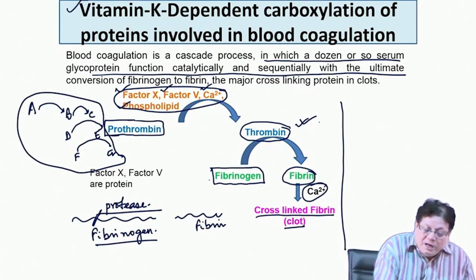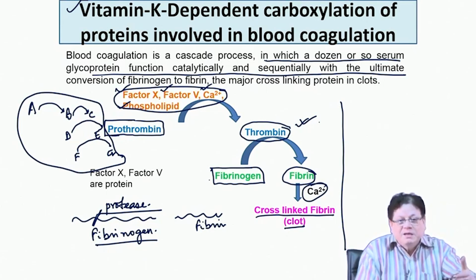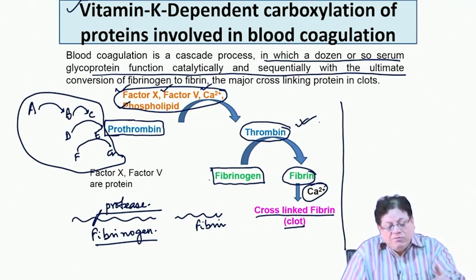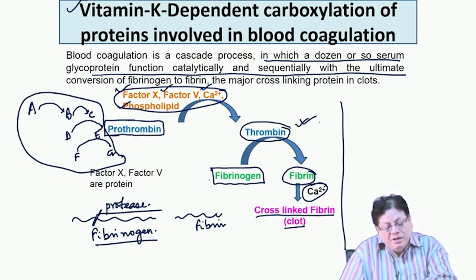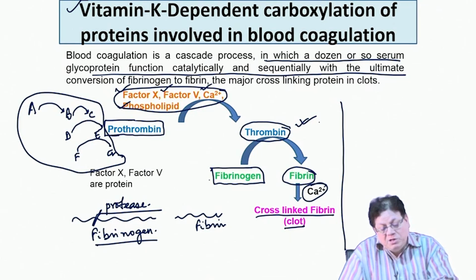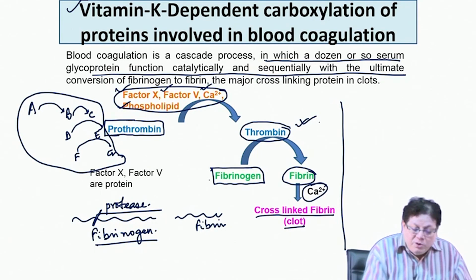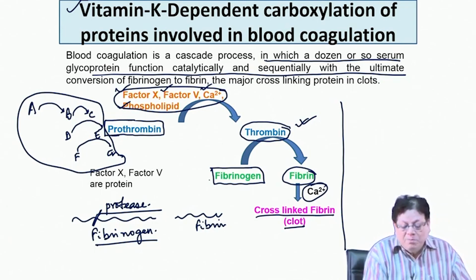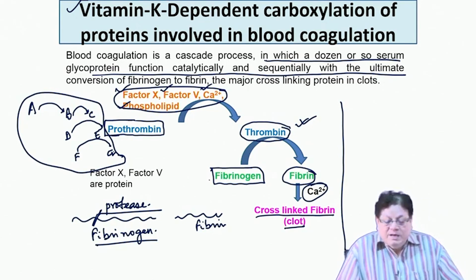Before prothrombin, there are previous cascade reactions, because I told you there are at least a dozen of them. These are the final steps of blood coagulation. Prothrombin goes to thrombin by the action of factor 10, factor 5, calcium and phospholipid, and the thrombin that is formed hydrolyzes fibrinogen to fibrin, and fibrin in presence of calcium forms a cross link. We are going to discuss this step, prothrombin to thrombin, where vitamin K has a role. Now, let us see.